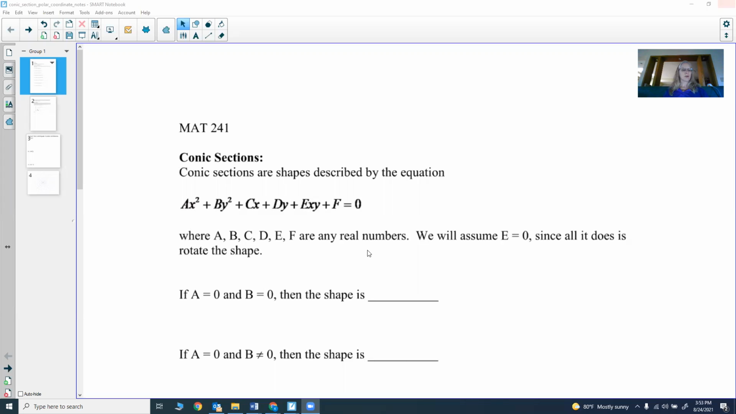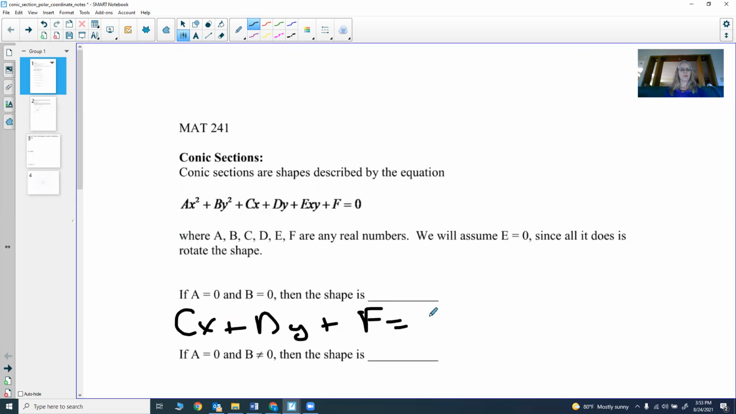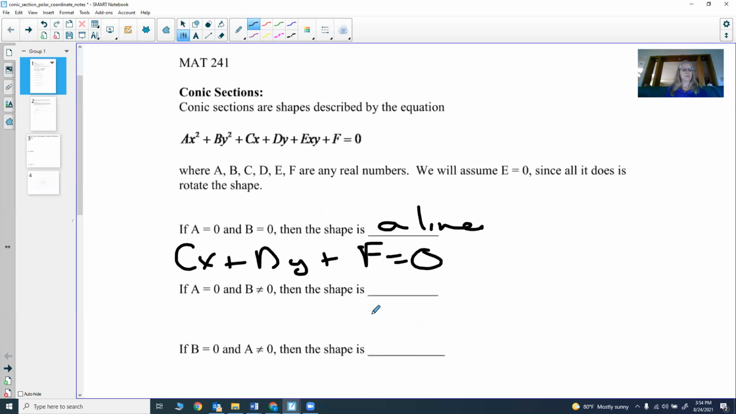So let's talk about the different situations we have. A lot of our second order polynomials or first order polynomials come from this equation. If a equals 0 and b equals 0, then we end up with cx plus dy plus f equals 0. If you look at this, this is obviously a linear equation. So the graph of that is a line. That shows you that you can get any line from this set of conic sections by this equation.